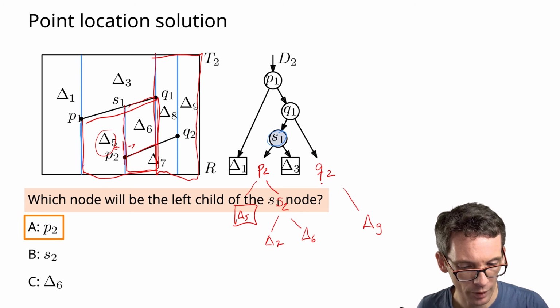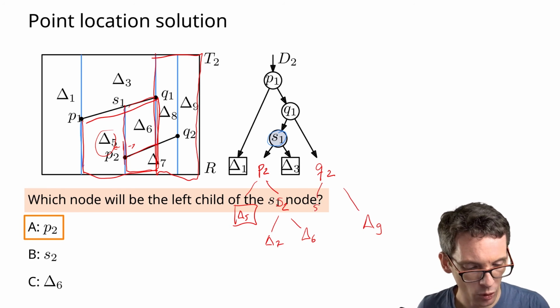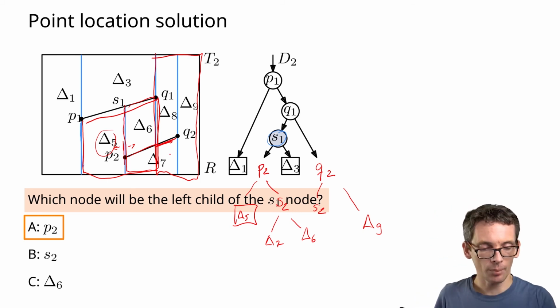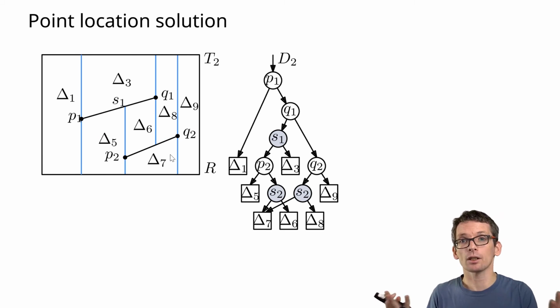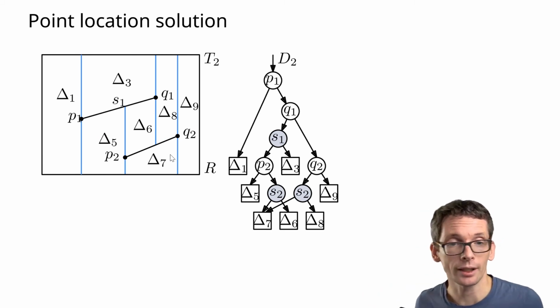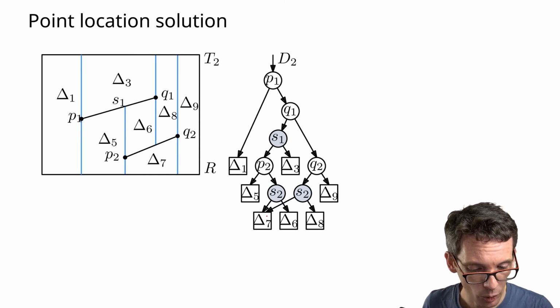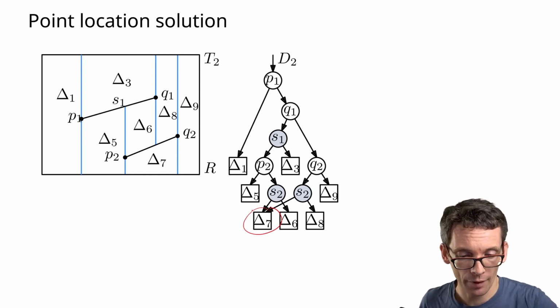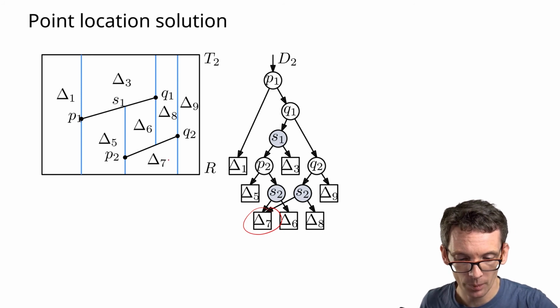If I'm on the left, I will have to test with S2, whether I'm above or below S2, and then I end up in either delta 7 or delta 8. So this is a search structure after inserting S2. There were two ways to come to delta 7. I could either be to the right of Q1 and end up here, or I could be to the left of Q1 and end up there.